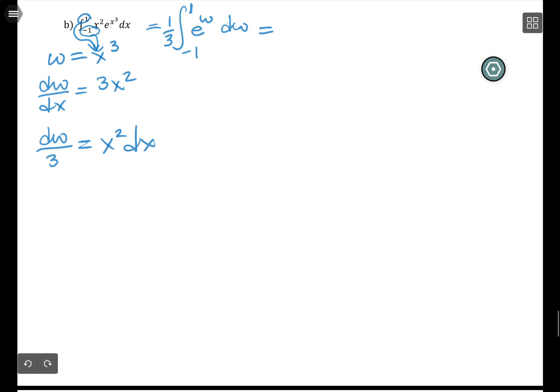So antiderivative of e to the w is still e to the w. Oops, 1/3, not 3. The 1/3 just carries through. And then we need to evaluate from -1 to 1. So no need to change back to x's here. We've already changed our limits of integration. So we just need to plug in 1/3 e to the 1 minus 1/3 e to the -1. And that would be our answer.